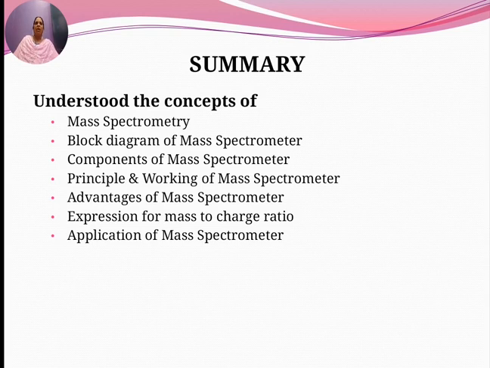Then your mass analyzer: once the sample is ionized, the ions are sorted and separated according to their mass to charge ratio in the mass analyzer. Then your detector system: the separated ions are measured and sent to a data system where the m by z ratios are stored along with their relative abundance. So a mass spectrum is simply the m by z ratio of the ions present in a sample plotted against their intensities.